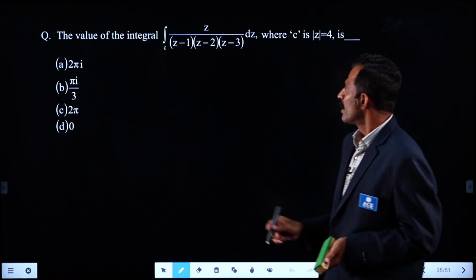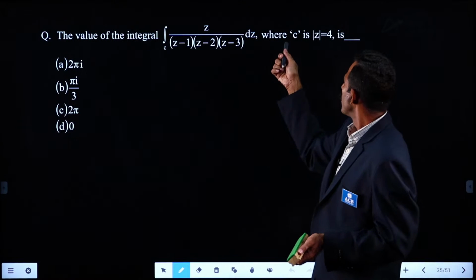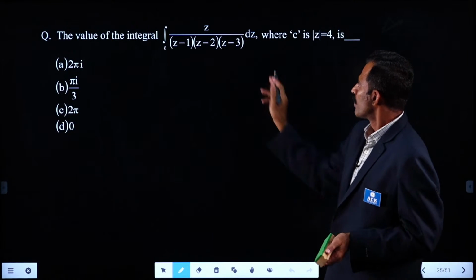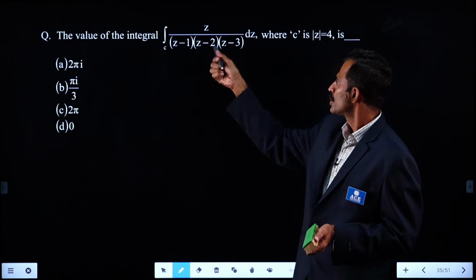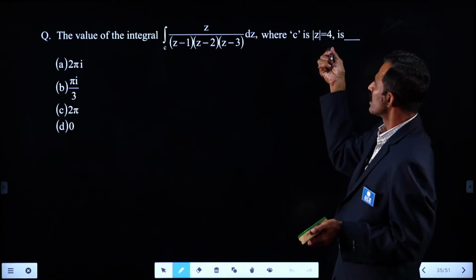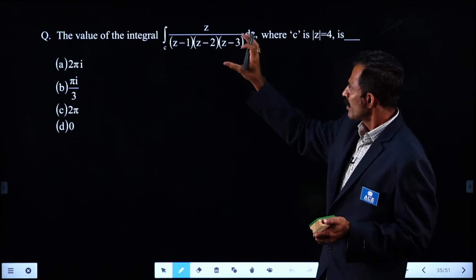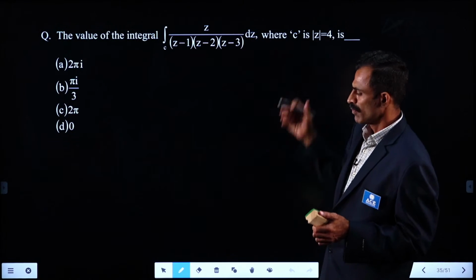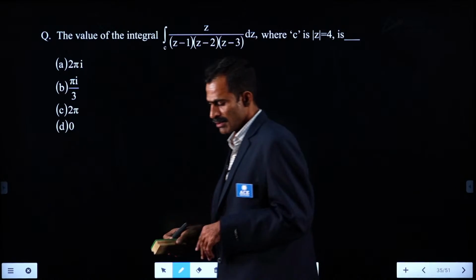The value of this integral, where C is |z| = 4. The function has 3 singular points: 1, 2, 3. All 3 singular points are inside the region. Whenever more than one singular point lies inside the region, we try to do this problem by two methods.